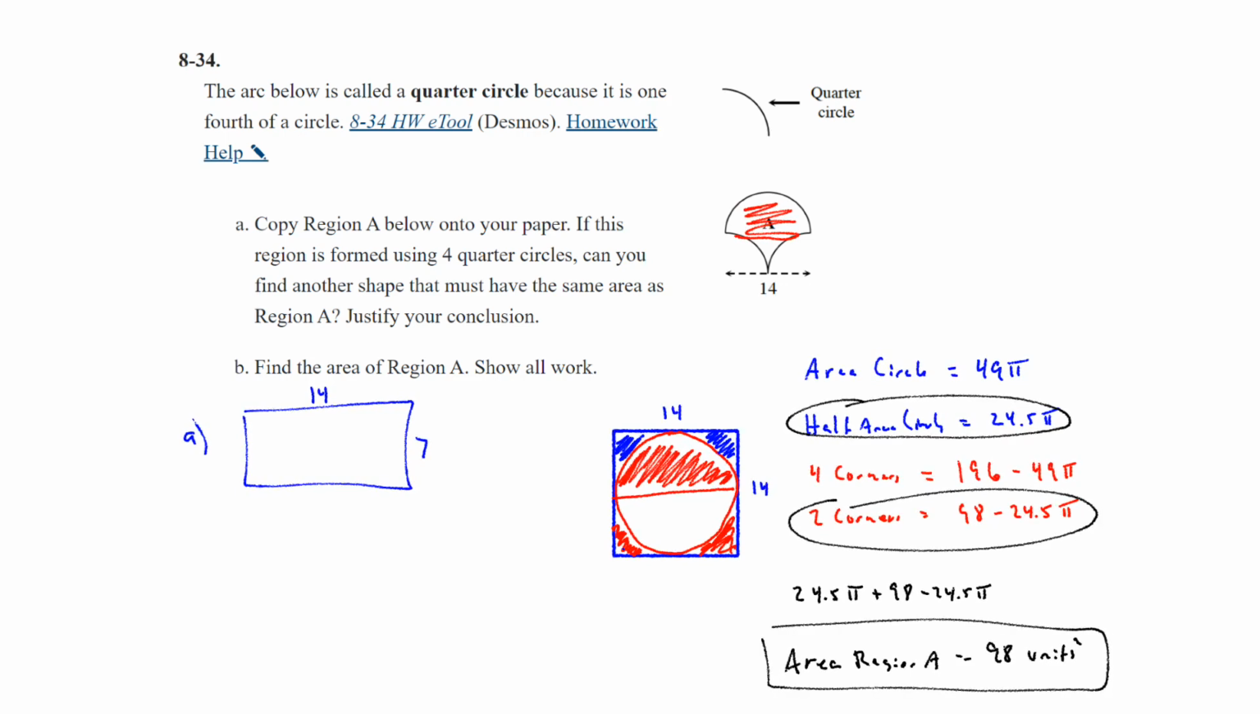B, find the area of the region. That's what we just did down here. It is 98 units squared. 14 times 7 is also 98.